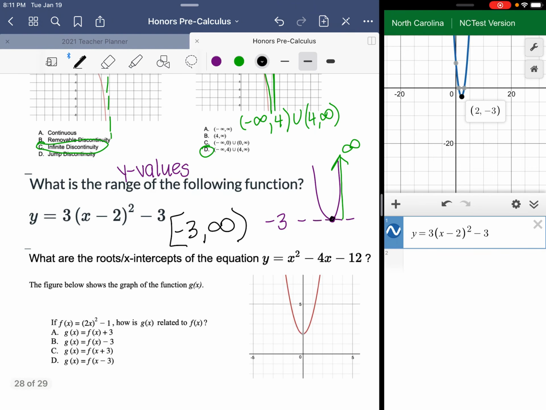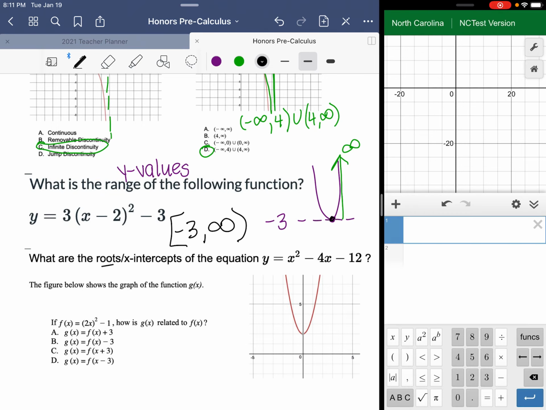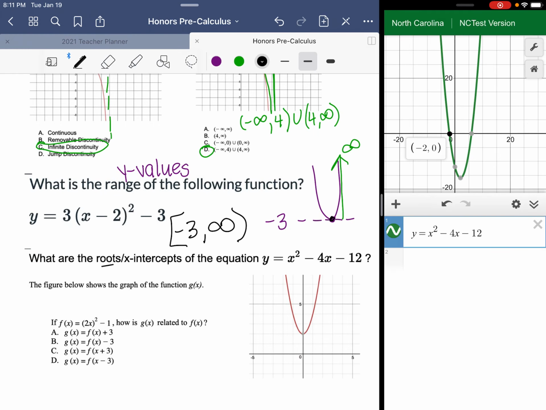All right. The next one is kind of close together, but it asks for the roots or the x-intercepts. Again, I would suggest you graph these and look for your x-intercepts. When I'm looking at this, I can see that I have an x-intercept here at negative 2, and I have another x-intercept at 6. They could give it to you in point form, which is fine. So negative 2, 0, and 6, 0.